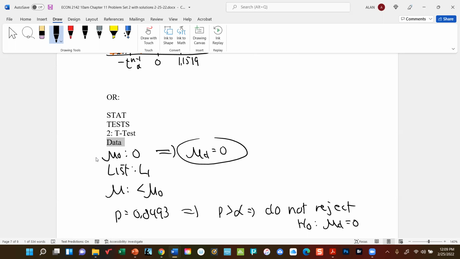Okay. And remember, make sure it knows that you're doing a left-tailed test. And there it is. It comes back with your p-value. And since it's so high, that tells me that P is above alpha, we do not reject the null, that the mean difference is 0.